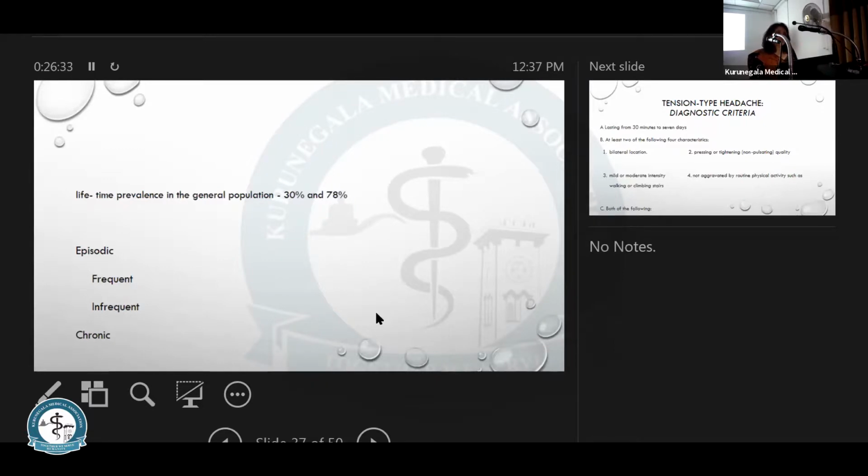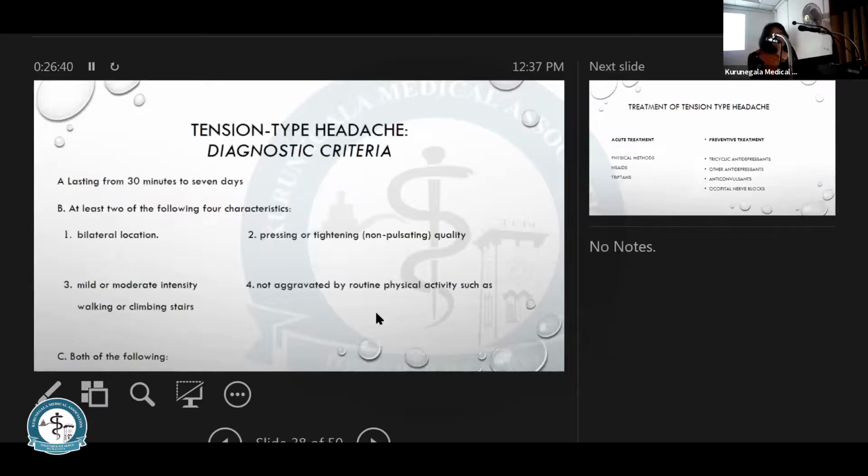Chronic is when they experience 15 headache days for 3 months over a year. So this headache usually is short-lasting, and maybe it's continuing for about 1 week. And bilateral, they are not really severe. It's just pressing or tightening type of a headache rather than a pulsating headache. It's not aggravated by the routine physical activity.